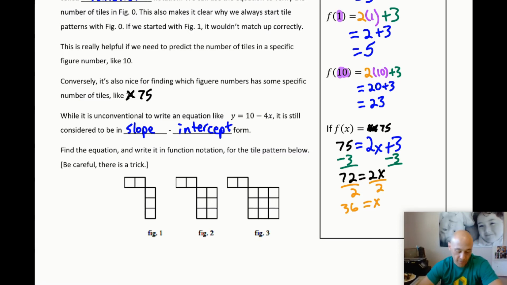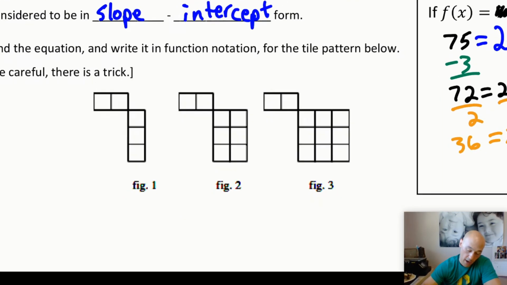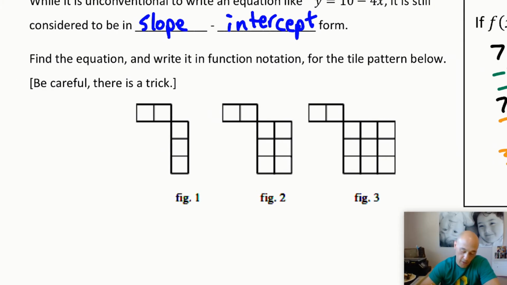All right, now we're going to find the equation for this tile pattern below, and it says, be careful, there is a trick. All right, so one thing we can see is that as we move from this figure to that figure, we can see that it's increasing by these 3. And as we move from that figure to that figure, we can see that it's increasing by 3. So that means our slope, m, is 3. And now we just need to figure out our b value, which is the number of tiles in figure 0. But wait a second.